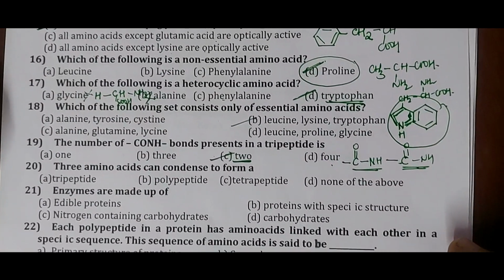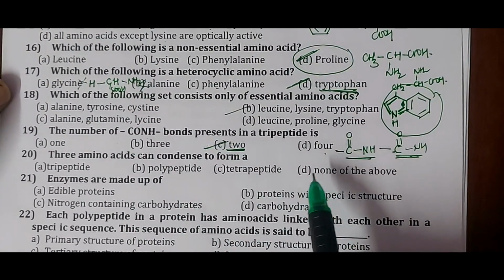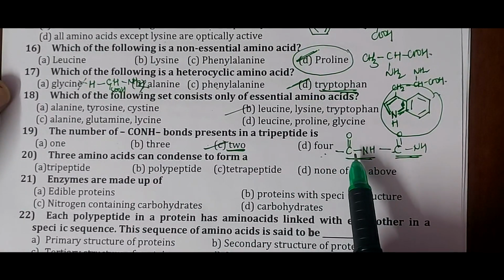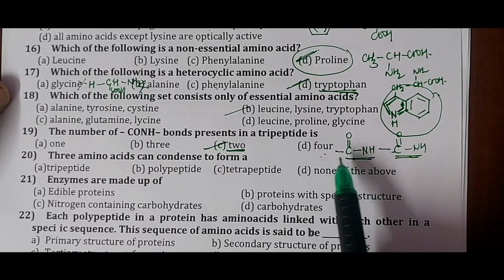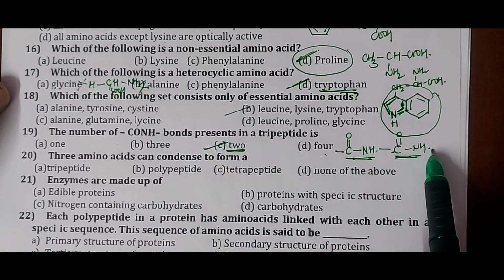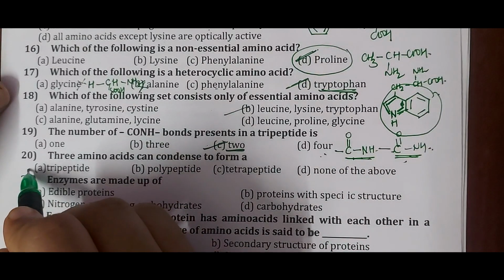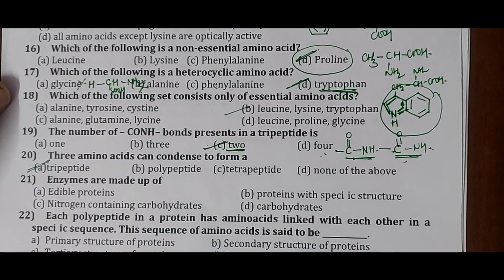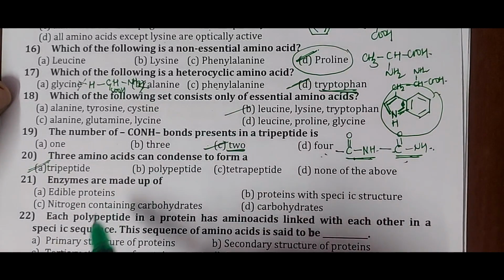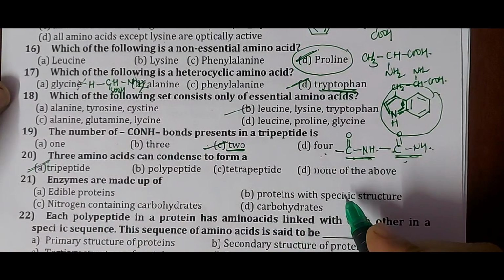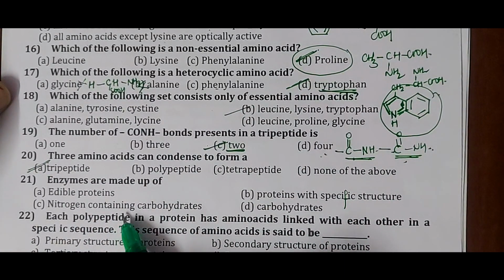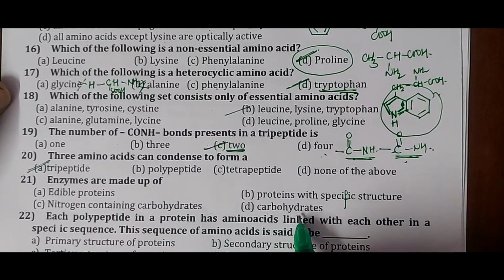Next, 3 amino acids can condense to form. Two amino acids form a dipeptide with one peptide bond. Three amino acids form a tripeptide with 2 peptide bonds. So 3 amino acids would form a tripeptide. Hence the correct answer is option A, tripeptide. Next, question number 21. Enzymes are made up of edible protein, protein with specific structure, nitrogen containing carbohydrates or carbohydrates.